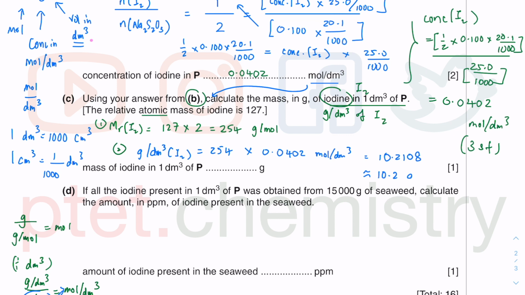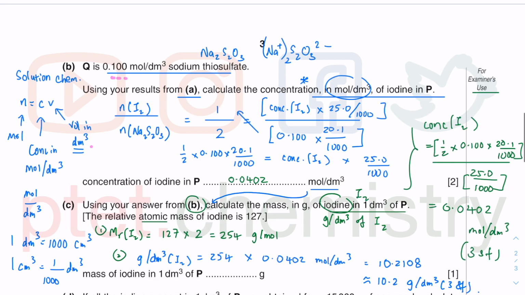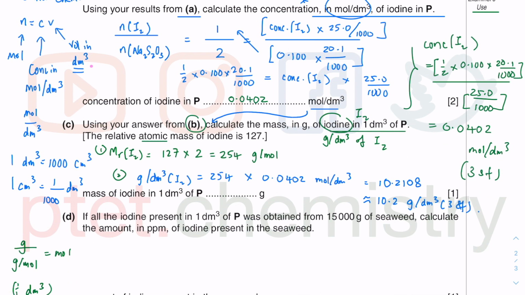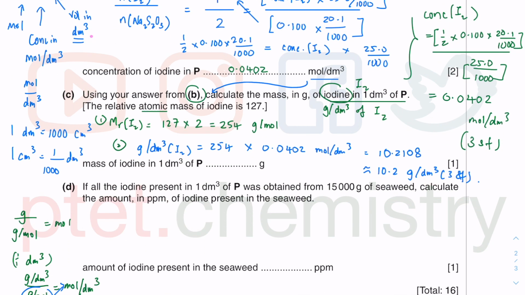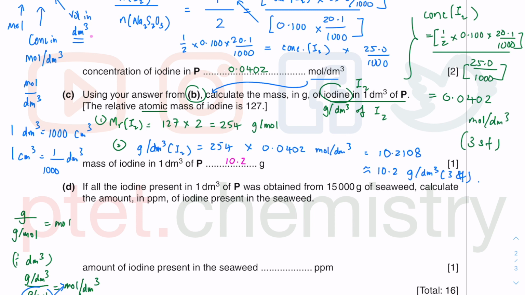So 10.2 gram per dm cube to 3 significant figures, because we have decided on the appropriate number of significant figures from the very last bit in the question. We already decided the appropriate number based on the data, and we rounded the previous bit to 3 sig fig. We should round to 3 sig fig here as well. So that's 10.2 gram in 1 dm cube, essentially gram per dm cube.